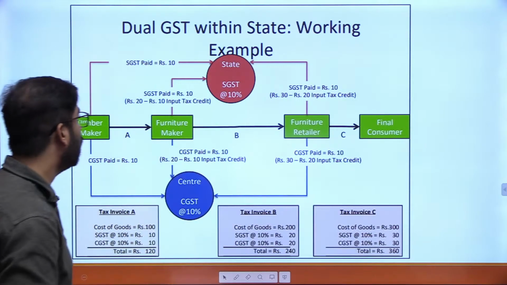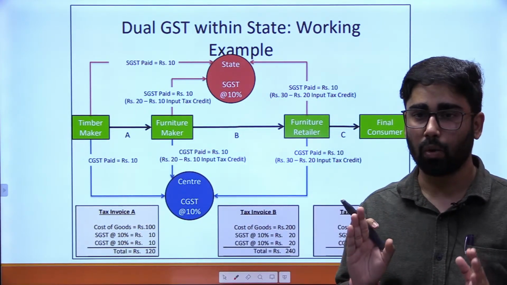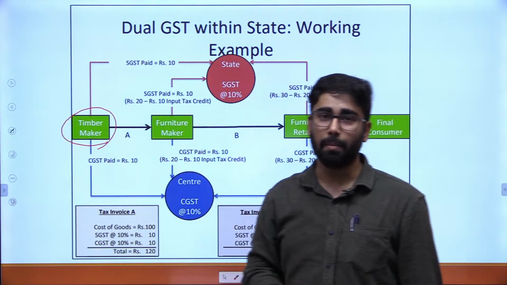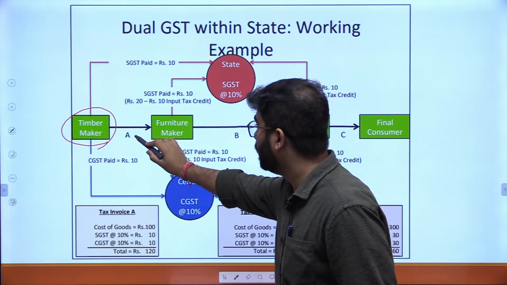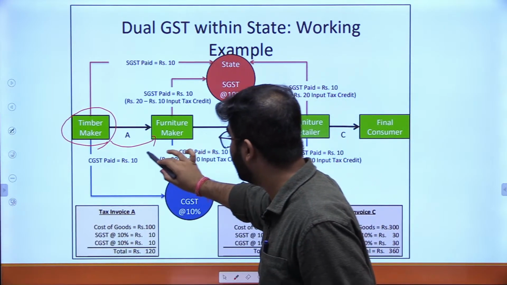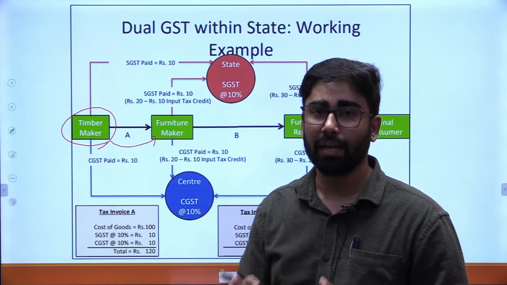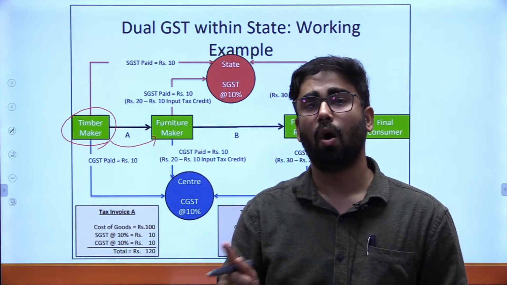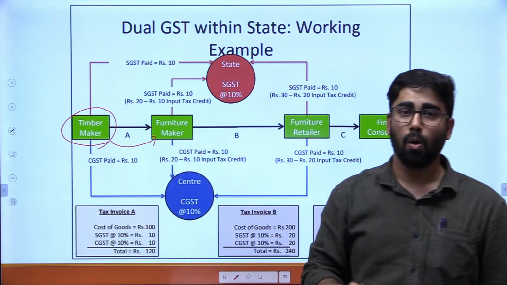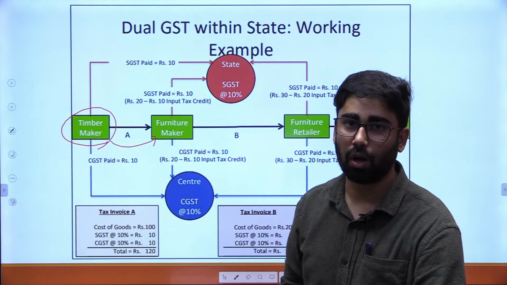Okay. Now dual GST within a state, what we were discussing. Now we are going to talk about one state only, such as the example of a timber maker. The timber maker sold the timber to a furniture maker at the cost of 100 rupees, and let's say SGST and CGST are each levied at the rate of 10%. The timber was sold for 100 rupees, so how much will it cost the furniture maker? What would be the invoice to the furniture maker? Please tell in the comments. What would be the cost of timber to the furniture maker?